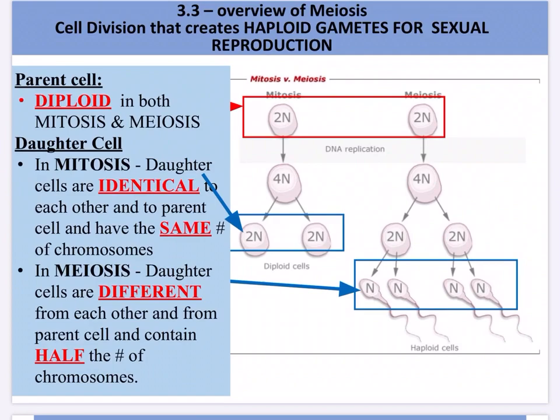In meiosis, you start off with a diploid cell. The DNA replicates. But then you go through 2 cell divisions. So the reason you end up with half the number of chromosomes in meiosis is you go through 1 replication, but 2 divisions. Okay? So in mitosis, the daughter cells are identical to each other and the same as the parent cell. But in meiosis, you see at the bottom, the daughter cells are different from each other and from the parent cell, and they contain half the chromosomes.